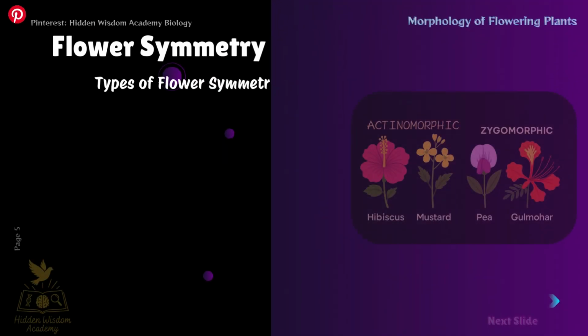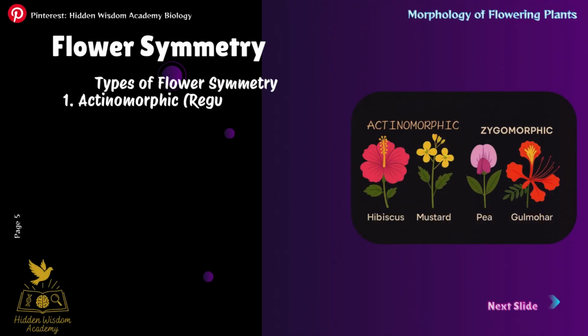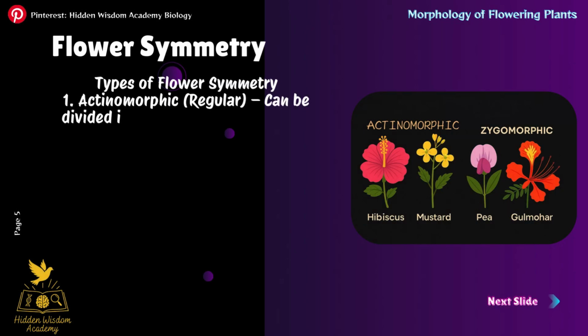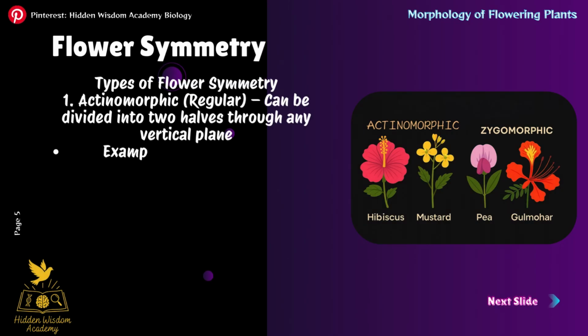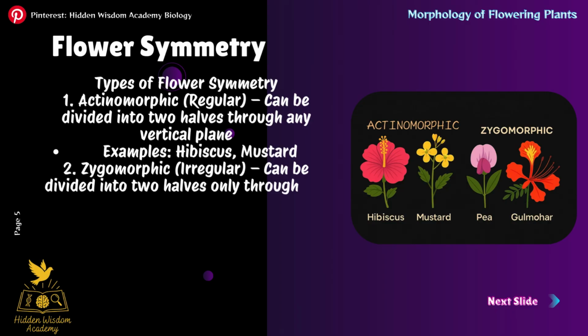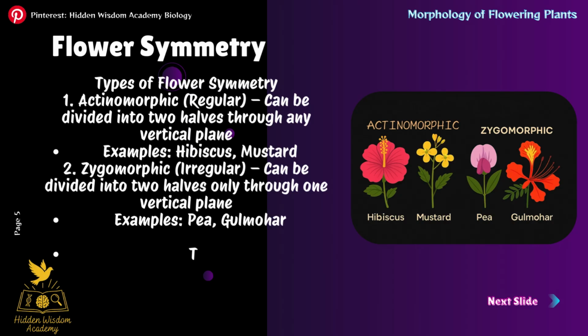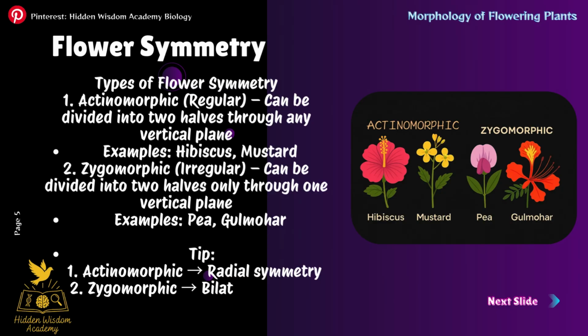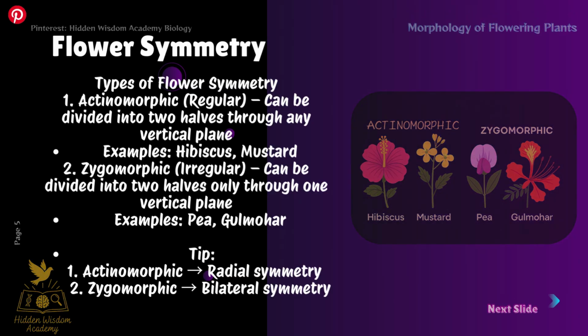Let's talk about symmetry in flowers. Flower symmetry shows how a flower can be divided into equal halves. Actinomorphic, regular, flowers can be divided into two equal halves through any vertical plane. Examples: hibiscus, mustard. Zygomorphic, irregular, flowers can be divided into two equal halves only through one vertical plane. Examples: pea, gulmohar. For NEET, remember, actinomorphic equals radial symmetry, zygomorphic equals bilateral symmetry.